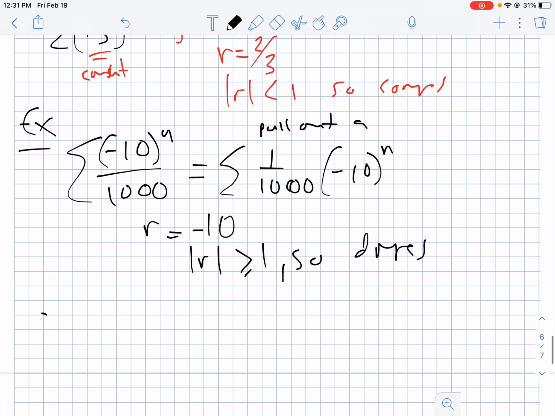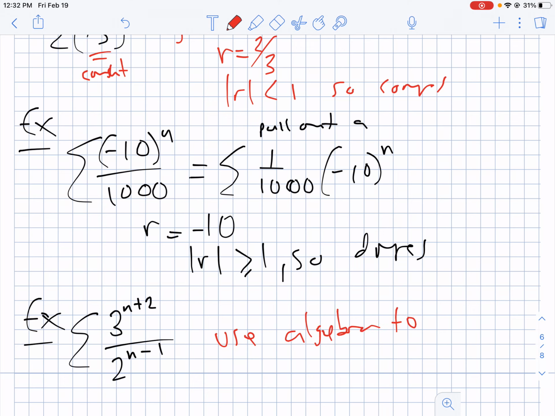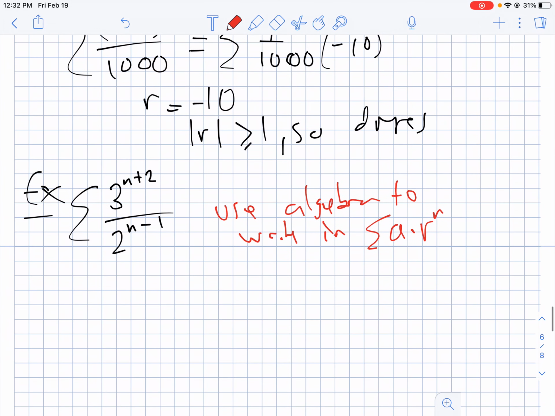Let's look at another slightly more complicated one. Let's suppose now we have the series of 3 to the n plus 2 divided by 2 to the n minus 1. Now, you might look at this and get a little confused because you see 2 n's in the exponent. But the tip I want to give you is we're going to use algebra so that we can write this in the form a times r to the n, with some constant times another constant to the n. And the trick we're going to use is if we have 4 to the n over 7 to the n, isn't that the same as just 4/7 to the n power?